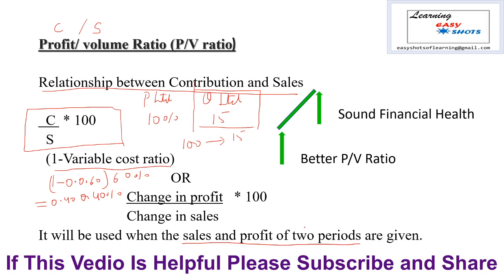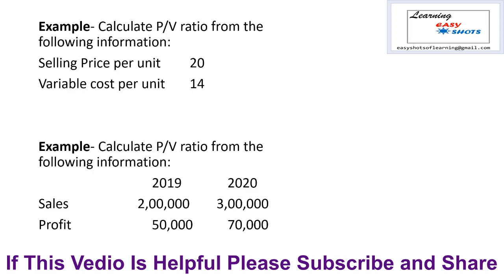In some examples, instead of variable cost, we find sales and profit of two different periods. That is, the sales and profit of 2019 are given and of 2020 are given. So in place of contribution upon sales into 100, we use change in profit upon change in sales into 100. To understand which formula is used in which situation, we take an example.